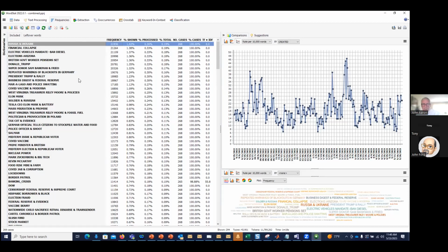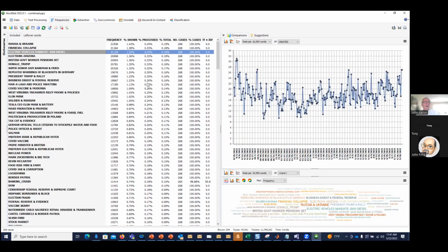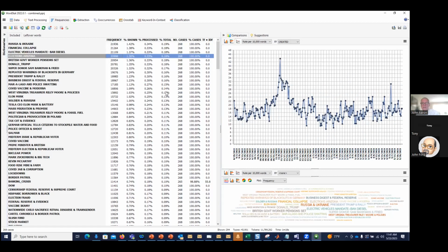You'll start to see some recurring patterns. Here's one on financial collapse. Around March, there was a lot of talk about financial collapse. So the sensitivity of this tool of topic modeling is quite good, the ability to discern these peaks and valleys. Here's one on electric vehicles, the elections in Arizona. That was a topic I mined.